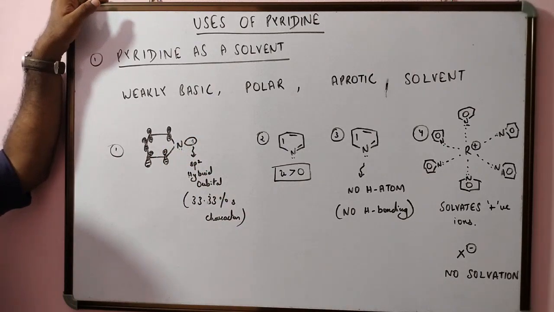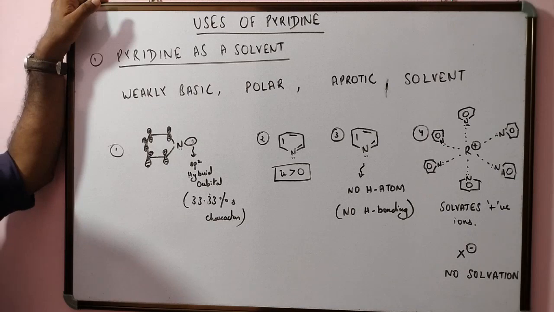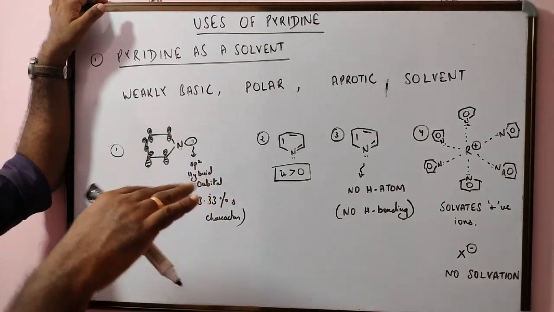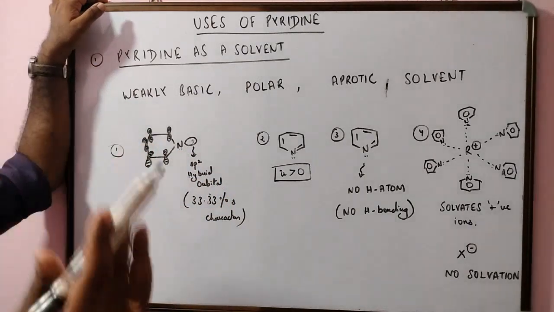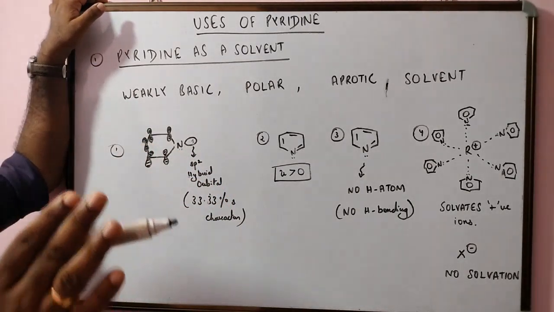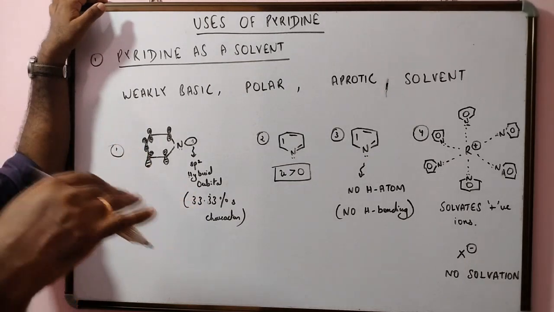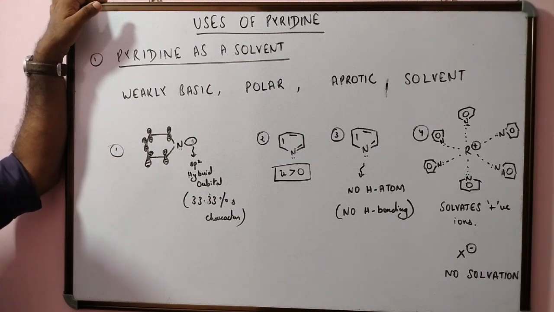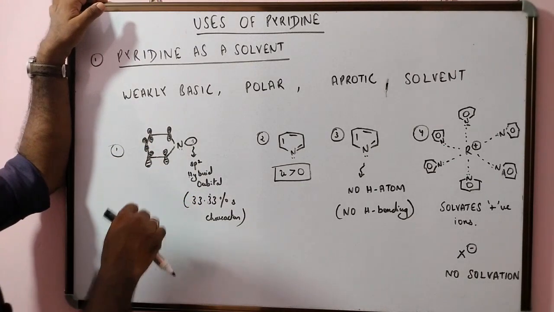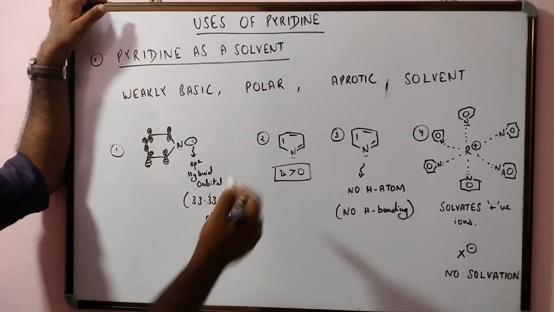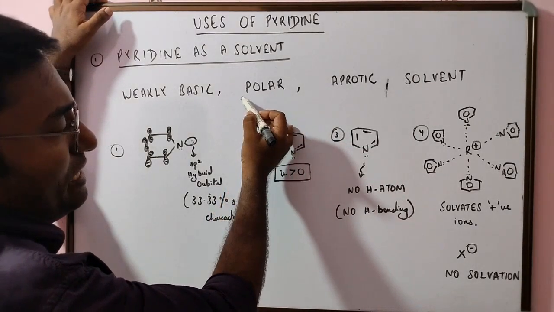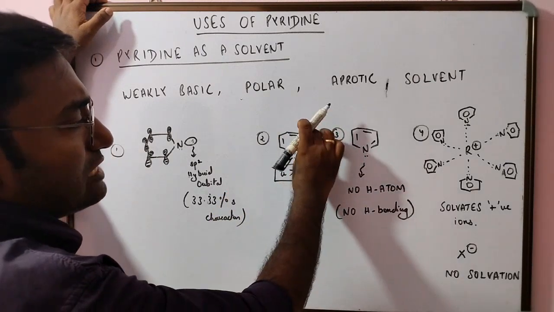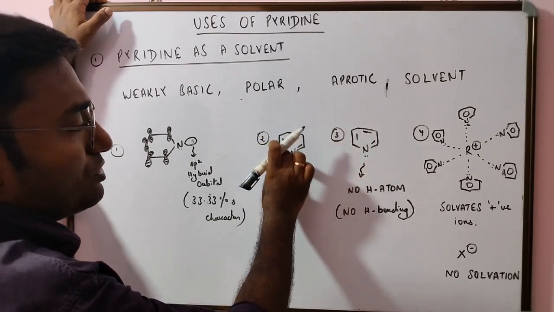A closer electron means that the electrons are more under the influence of the nucleus and are not readily available as was expected. That is, the pyridine is not as basic as we expect from it. It is weakly basic. Number 2, polar. Pyridine is a polar molecule. Pyridine has slightly polar bonds.